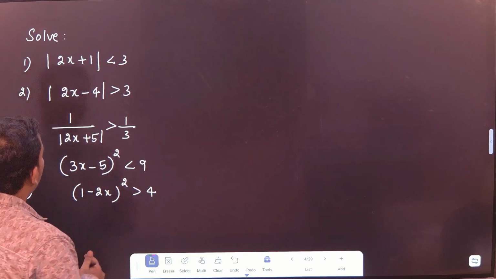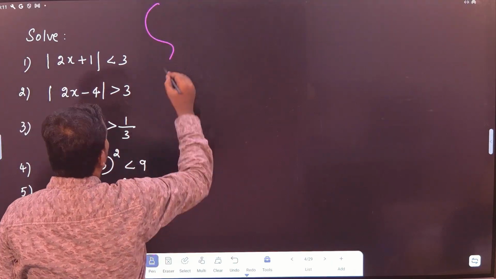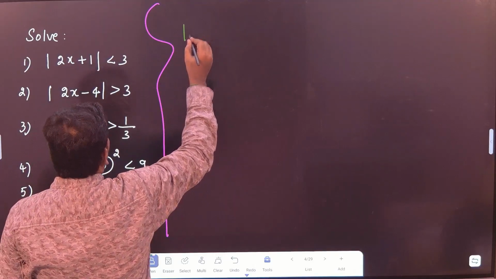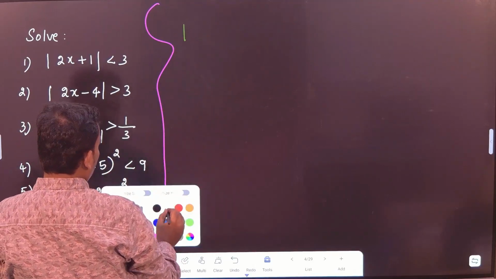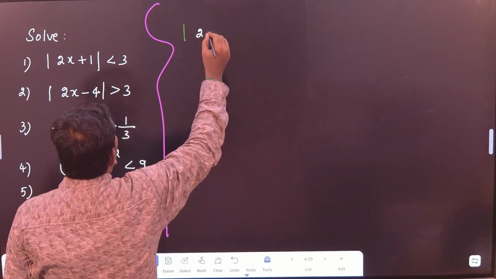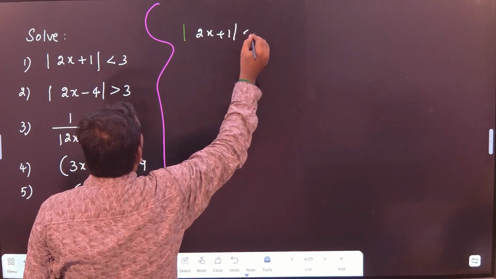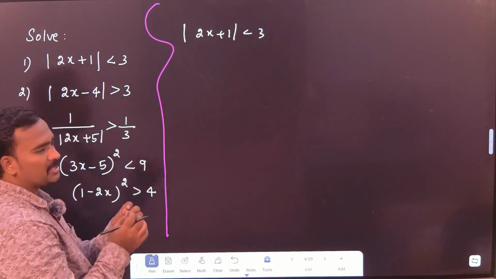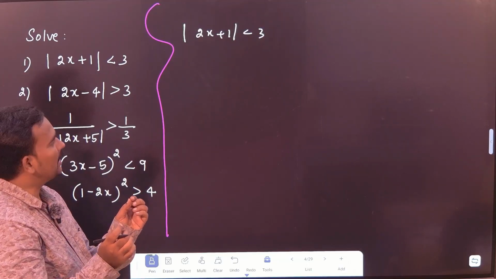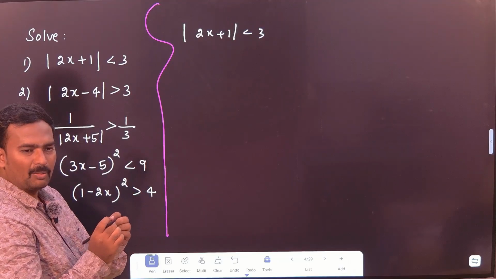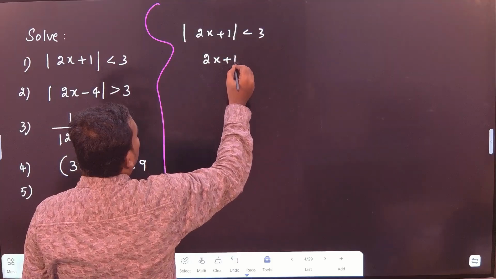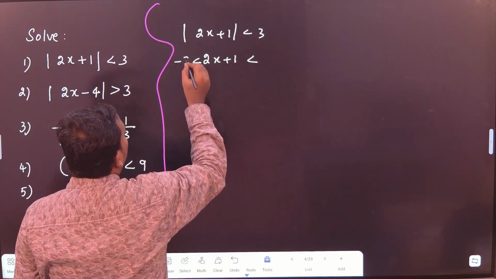Okay. So the first one you can see, modulus of 2x plus 1 is less than 3. Now how to do this? Just the same idea. Mod x is less than 3 means what? x should be from minus 3 to 3. So therefore 2x plus 1 is from minus 3 to 3, strictly less than, right?